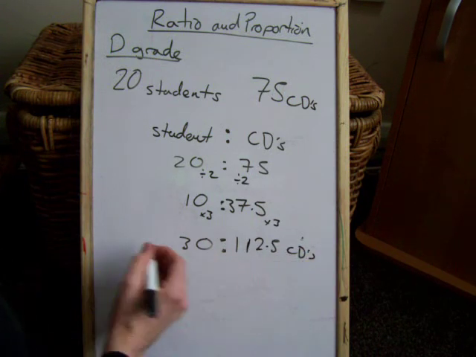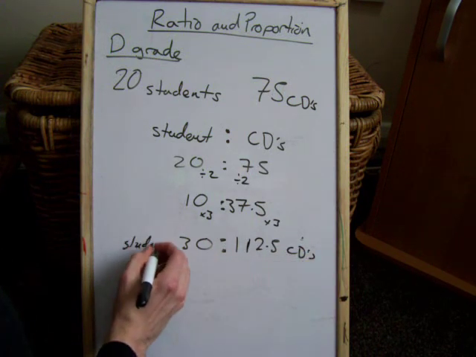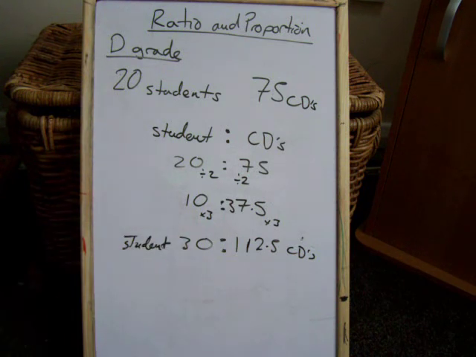CDs for 30 students. Okay, not a fantastic example because of course you can't have 112.5 CDs, but you get the gist and the idea. If with 20 students you'd found that they had 75 CDs, you're expecting with 30 students around about 112.